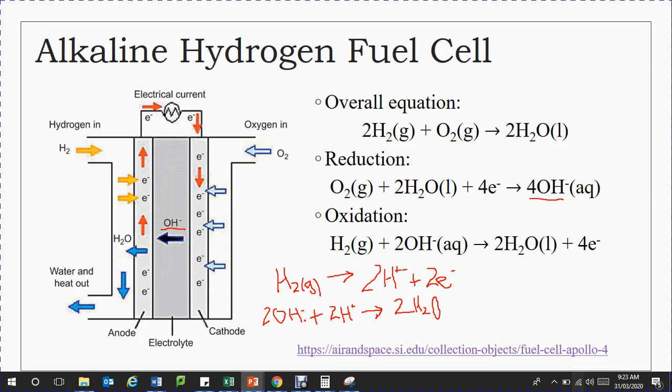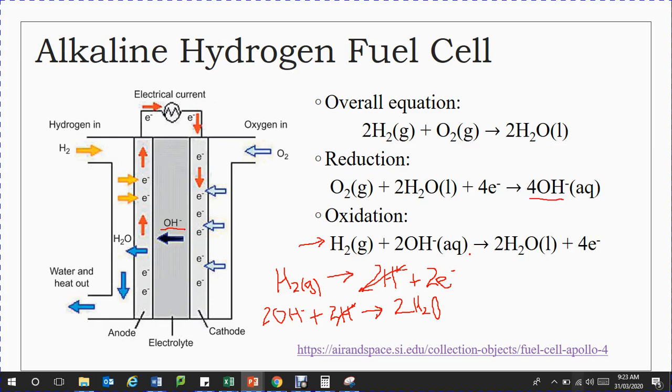So remember, there's no electrons here. Our hydrogen gas was oxidized first, and then those hydrogen ions are reacting with our hydroxide ions, which have migrated across, to produce our water. If we cancel out species that are the same, that will give us an overall oxidation reaction. So we've got our hydrogen gas plus our hydroxide ions giving us water plus 2 electrons.